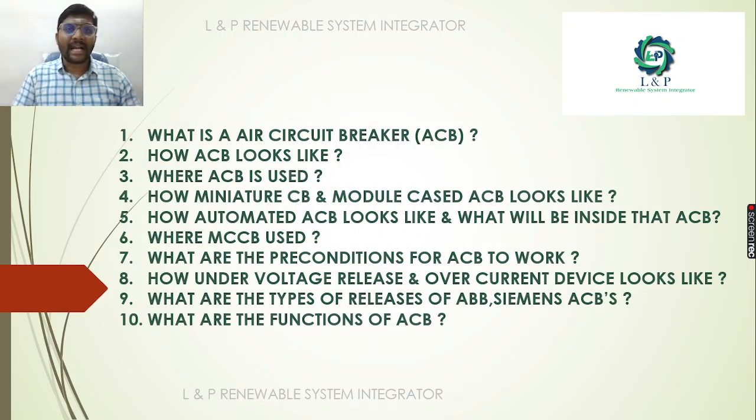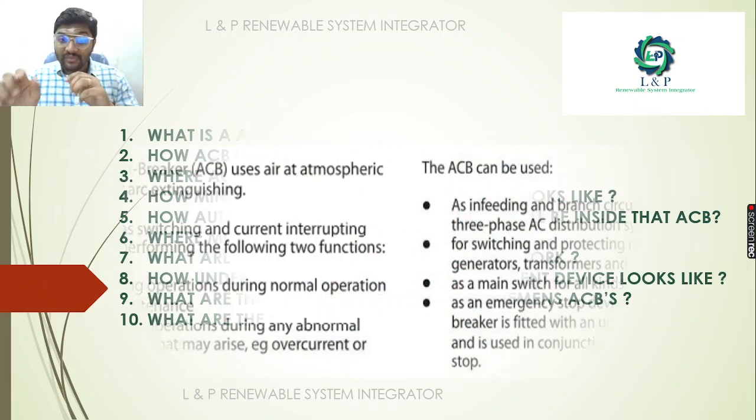At the end of this discussion, we will find the answer to the following questions. What is a circuit breaker, how does an air circuit breaker look like, and where is it used? How do a miniature circuit breaker and a molded case circuit breaker look like, how does an automated air circuit breaker look like, and what is inside that air circuit breaker? Where is the MCCB used? What are the preconditions for an air circuit breaker to work, how do undervoltage release and overvoltage devices look like, what are the different types of releases for ABB and Siemens air circuit breakers, and what are the functions of an air circuit breaker?